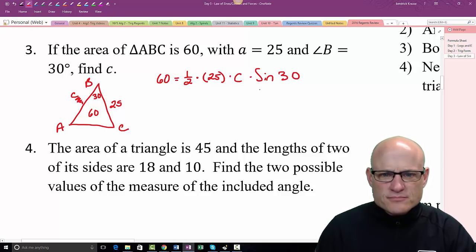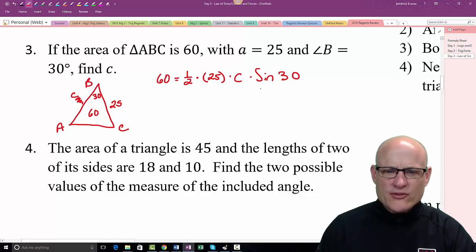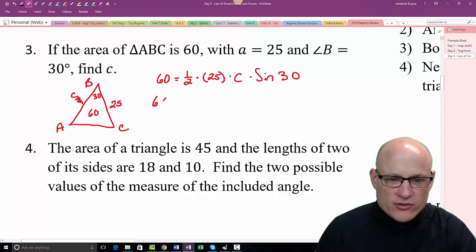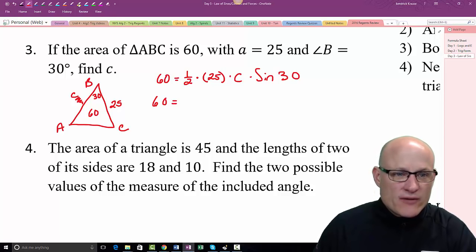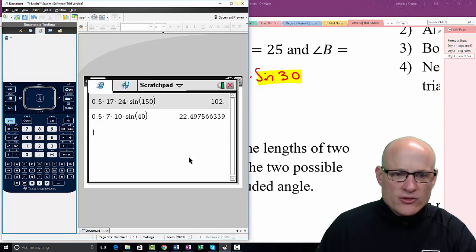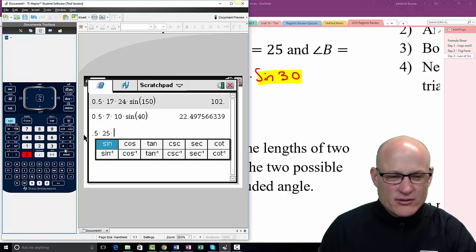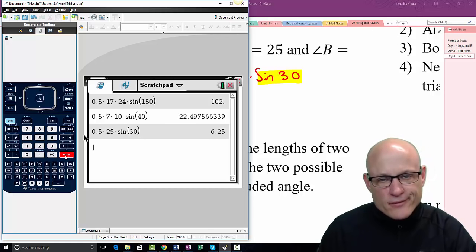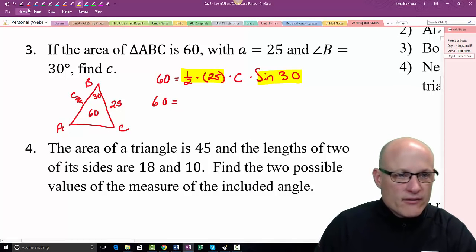All right. Well, let's see here. I'm going to do it this way. 60 equals, and I'm going to type all the stuff that's numbers into my calculator and see what I get. So I'll do 0.5 times 25 times the sine of 30. And before I hit this, I'm just going to tell you, I'm going to just tell you it's 6.25. It's amazing. I know. It's a gift.